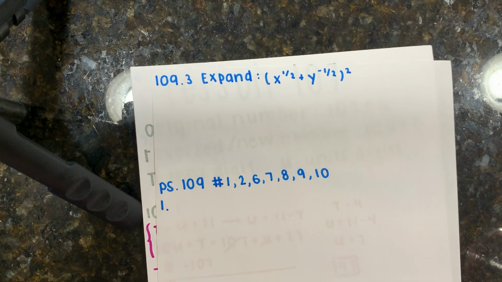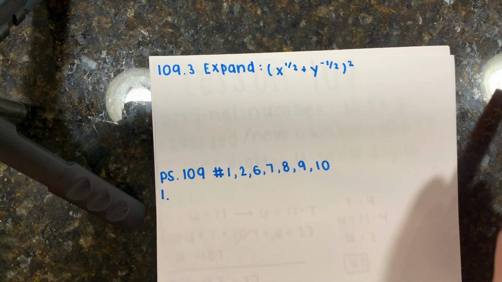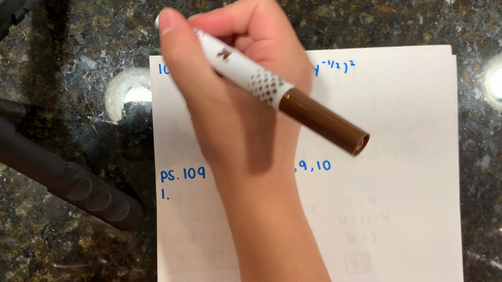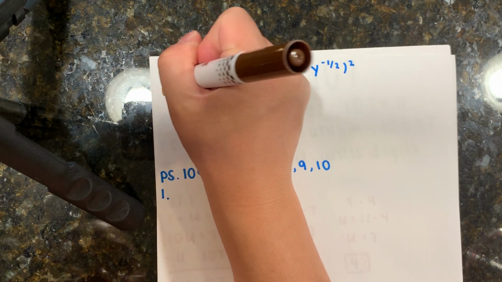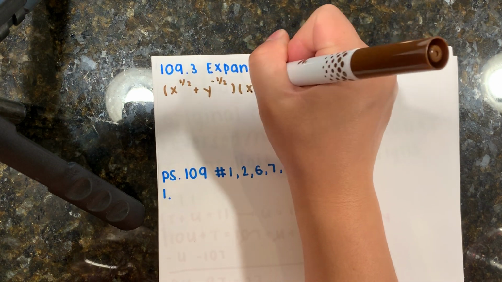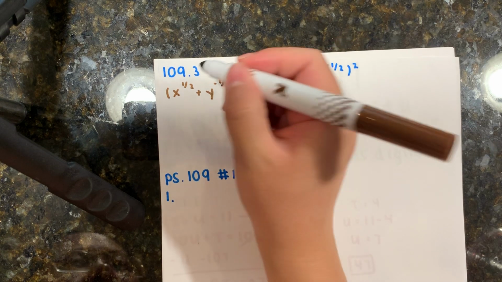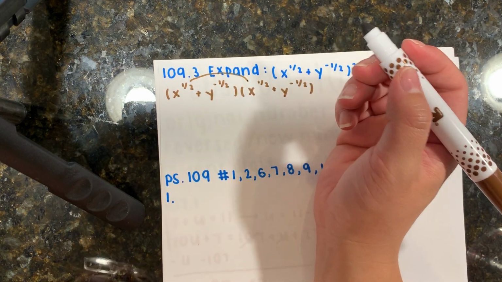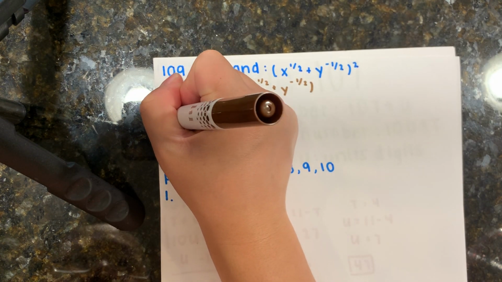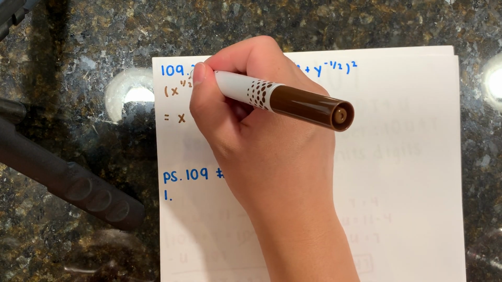Now we're going to look at 109.3. So for this one, I also need to multiply this out fully. So I just need to do x to the 1/2 plus y to the negative 1/2 times exactly the same x to the 1/2 plus y to the negative 1/2, and distribute. Remember, when you're multiplying your bases, you add the exponent. So again, x to the 1/2 times x to the 1/2 would just be x to the 1, because 1/2 plus 1/2 equals a whole.